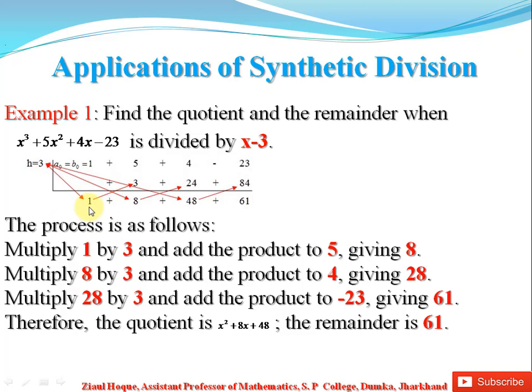So here b0 is equal to 1, b1 is equal to 8, b2 is equal to 28, and remainder r is equal to 61. Therefore the quotient is x square plus 8x plus 28, this is not 48 but 28, and the remainder is 61.